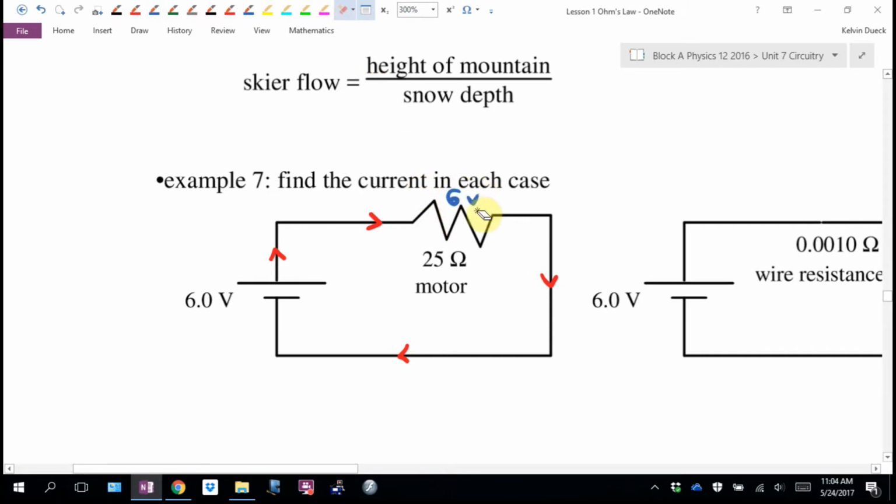Robbie, how many volts must I lose going through this resistor? What's the resistor? How big? 25 ohms. And I just said we had V equals I times R, so I equals V over R. How many amps are going to flow through this circuit? What was the voltage in that resistor, Robbie? 6. What was the resistor? 25. How many amps?